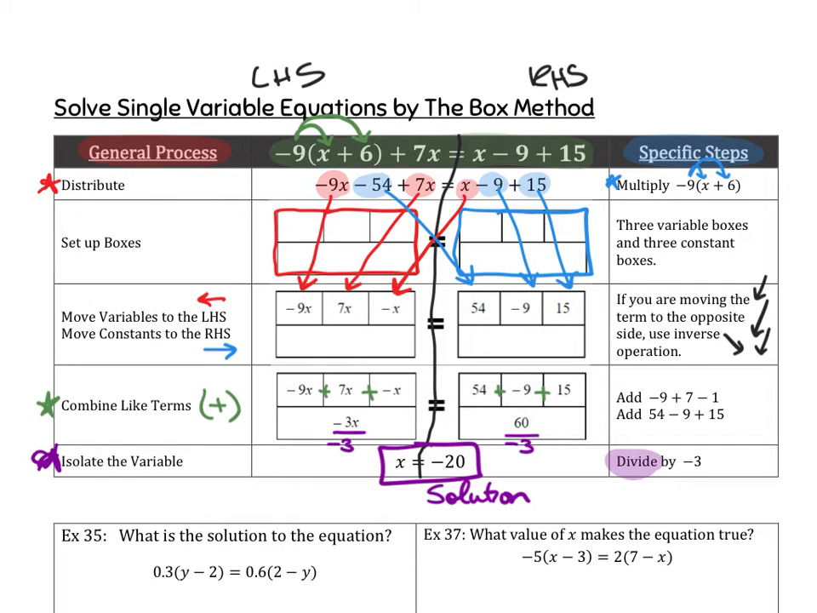Okay, that's what we think the answer is. It's called a solution now. It's the value of x which makes the equation true. But we still need to check our work. Remember, we talked about this earlier today on how to check our work. What do we do to make sure that that is the correct solution? What do we do with negative 20?